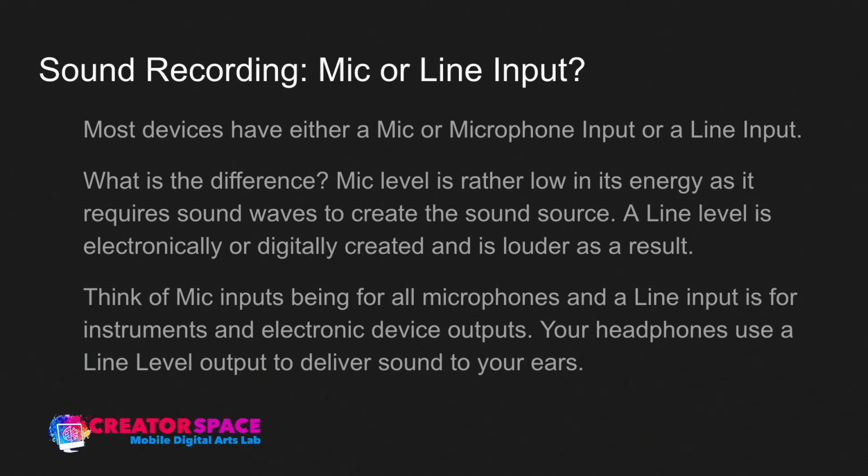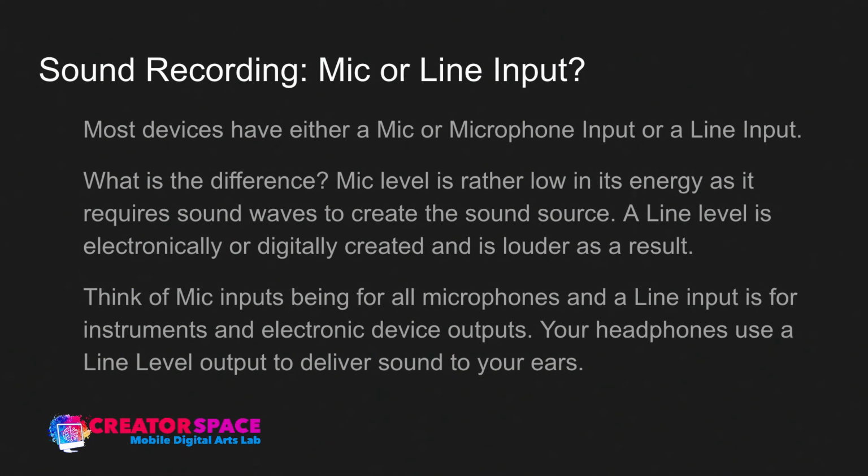The mic is a lower energy level sound wave source, whereas the line level is more electronically or digitally created, and it's louder as a result. So that's a really big, important difference between the two. Always think of mic inputs as literally for microphones, and the line input is for things like instruments and electronic devices.